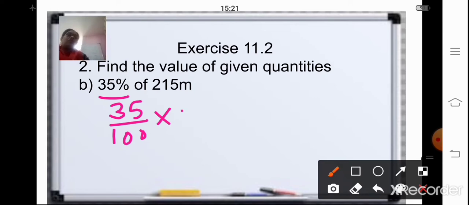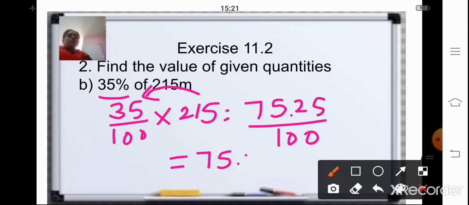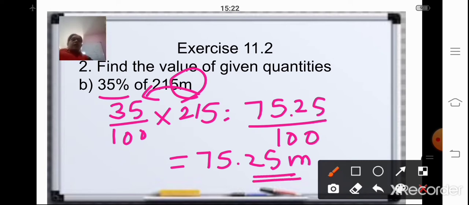into 215. Now when you multiply these two numbers, you will get the answer as 7,525 upon 100. Okay. So placing the decimal point as it is divided by 100. So your answer will be 75.25. Now what is the unit here? The unit is meter. So you will write the answer as meter. So your final answer is 75.25 meter.